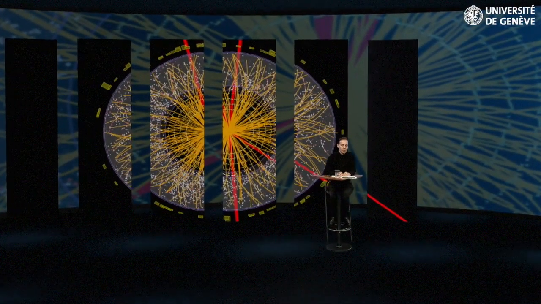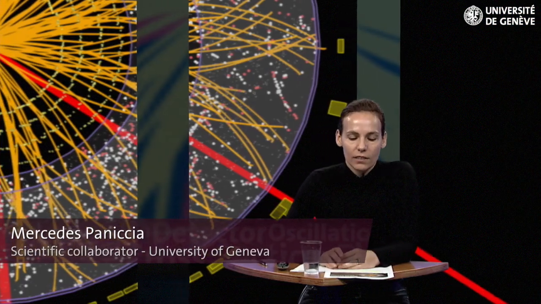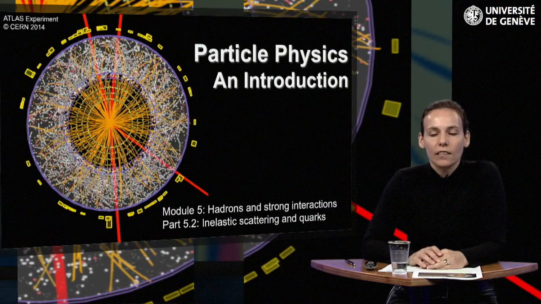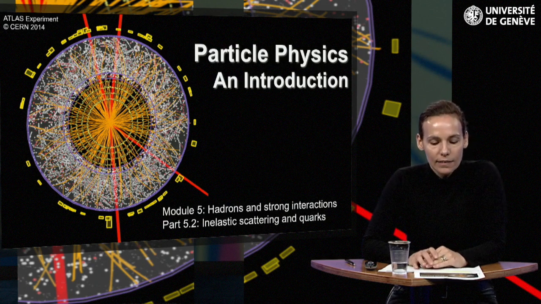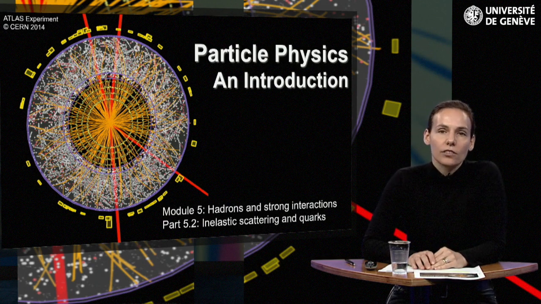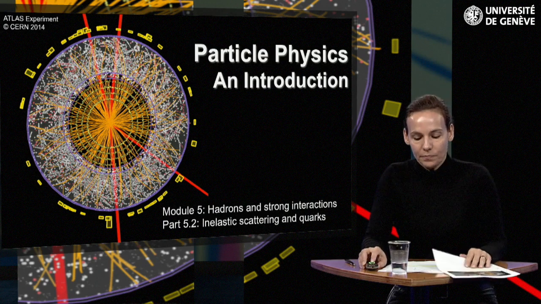In this fifth module, we are discussing the structure of hadrons and strong interactions. In this second video, we discussed the inelastic scattering between electrons and nucleons and what one can learn from that. After following this video, you will know about resonances as excited states of nucleons, deep inelastic scattering and nucleon structure functions, and the so-called scaling hypothesis as evidence for substructures inside the nucleon, as well as the role and distribution of quarks in the nucleon.